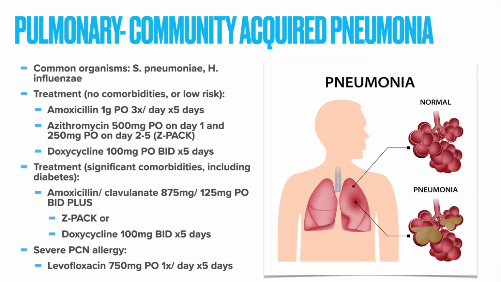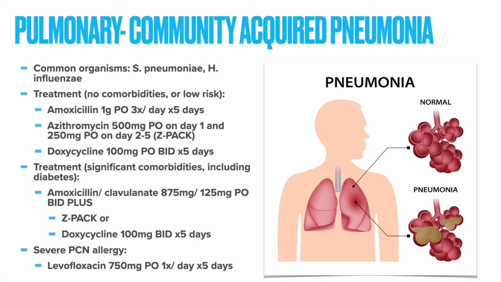So next up, of course, is going to be the treatment of community-acquired pneumonia. So common organisms for this include strep pneumoniae and then H. influenzae. Treatment for patients with no comorbidities and a low risk of failure, first line is amoxicillin, and that's 1 gram 3 times a day for 5 days. Other options are listed there, including azithromycin, dispensed as a Z-Pak, which is 500 milligrams on day 1 and then 250 on day 2 through 5. Also, doxycycline is another option available for this.